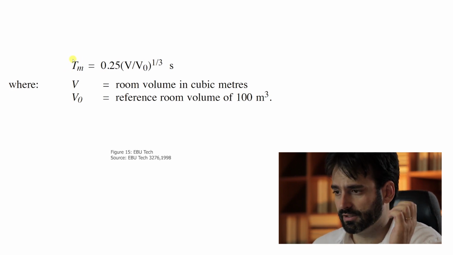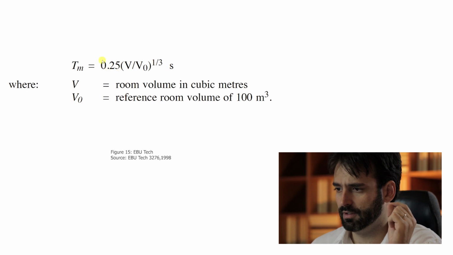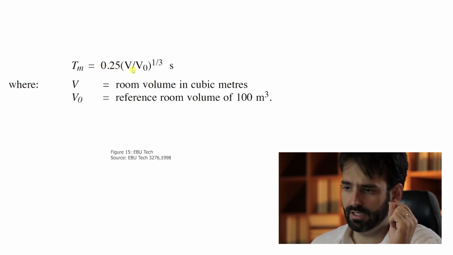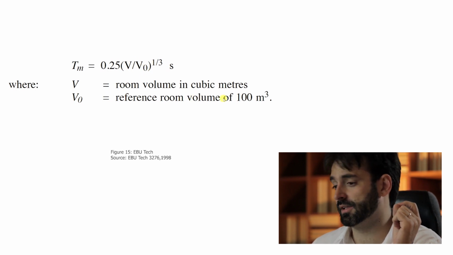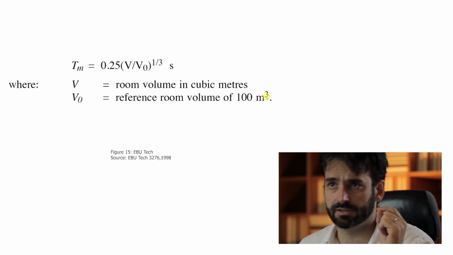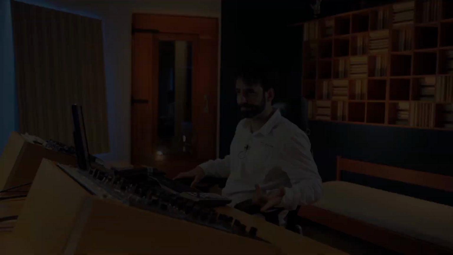Just like we can see here, TM equals 0.25 multiplied by the cube root of V, where V is the volume of the room in cubic meters, and V0 is the reference volume of the room, which is 100 cubic meters. So it's a kind of simple equation, and you can have the ideal average of reverberation time in 1/3 octave band for your room.